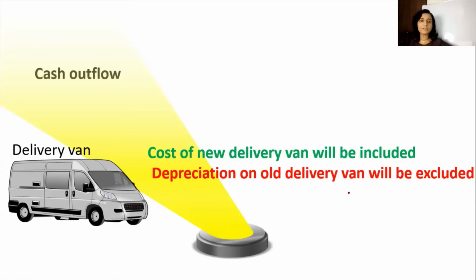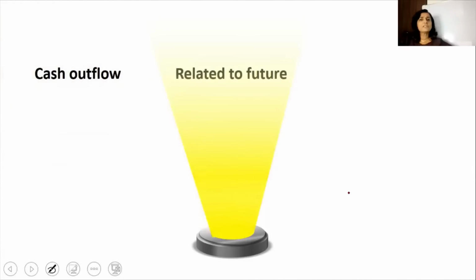Now the second feature. Second feature is it should be related to the future. I will give you an example. Okay. Now for cutlets, what is the raw material that is used for cutlets? Potato, right? Okay. Now, you don't have potatoes with you and you have to buy potatoes from outside to start this new business. The cost of the new raw materials that you have to buy, that is definitely a relevant cost because it is something related to the future.